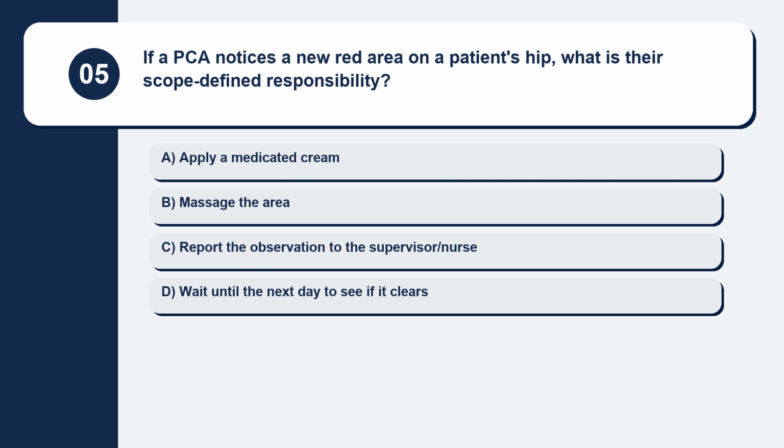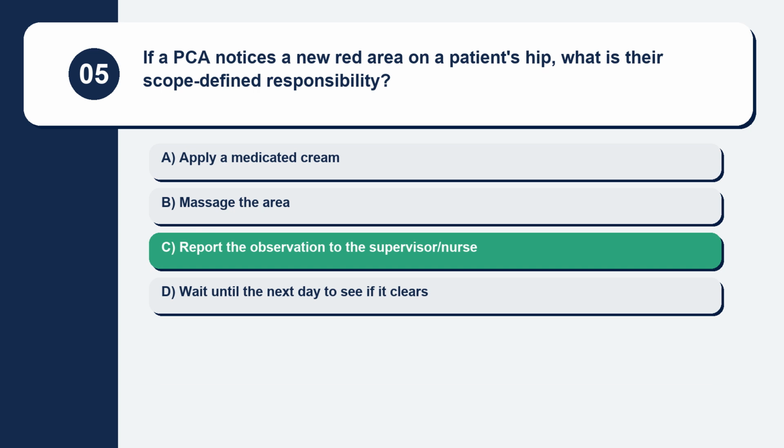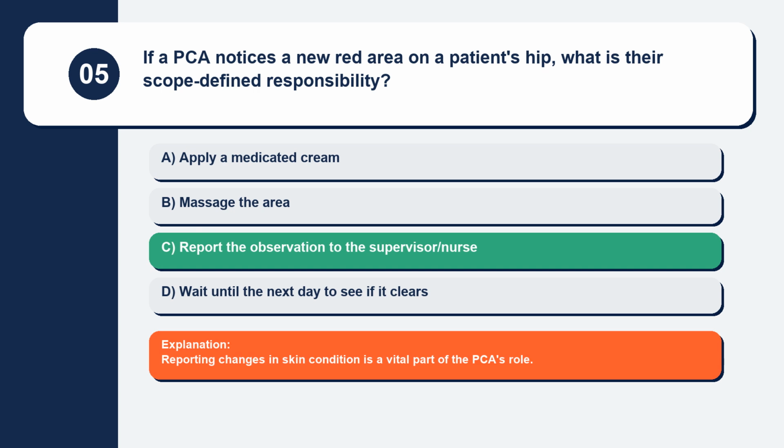Question 5. If a PCA notices a new red area on a patient's hip, what is their scope-defined responsibility? Apply a medicated cream. Massage the area. Report the observation to the supervisor or nurse. Wait until the next day to see if it clears. Reporting changes in skin condition is a vital part of the PCA's role.